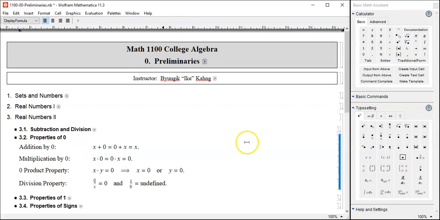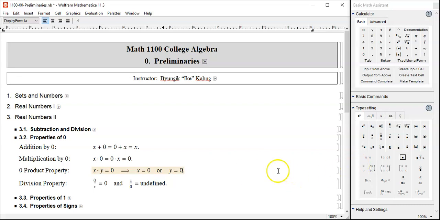Otherwise, pretty simple. Properties of 0, okay, adding 0 doesn't change anything. Multiplying by 0, everything will become 0. Here's an interesting property, the zero product property. If you multiply two numbers and the result is 0, then one of them has to be 0, maybe both of them. X times y is 0, then either x is 0 or y is 0. X times y times z is 0, then either x is 0 or y is 0 or z equals 0. One of them has to be 0 or maybe more than one of them. In any case, there's no way you're going to get 0 by multiplying non-zero numbers, no matter how many times. This is going to be useful.